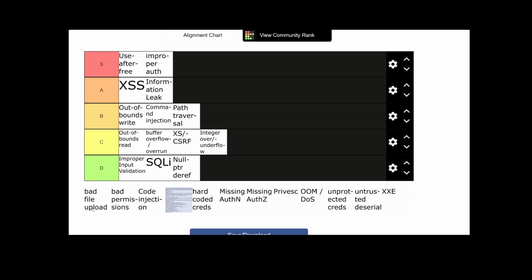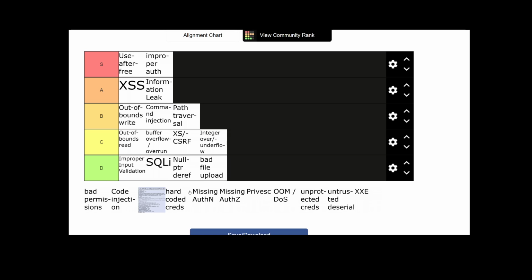I'm going to put this in the D tier. But I guess it is quite a common type of, no. It's staying in the D tier. No, I'm putting it in the C tier because it does happen relatively often.